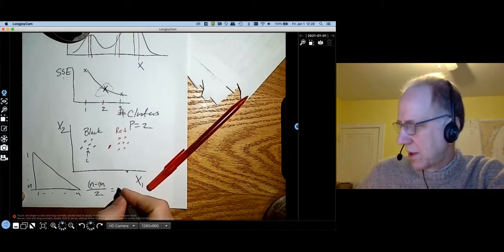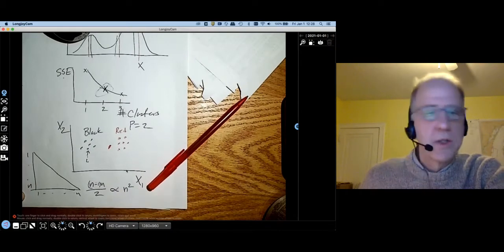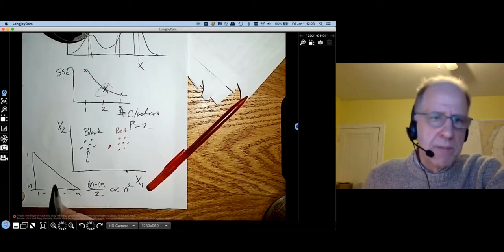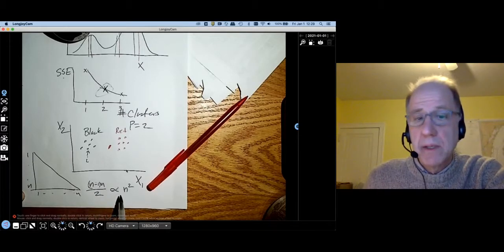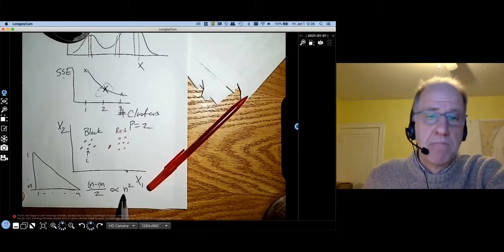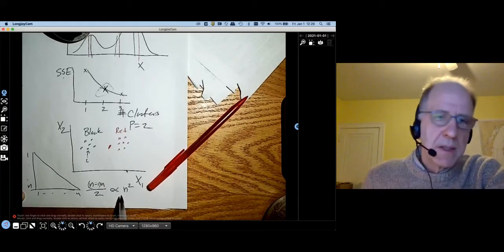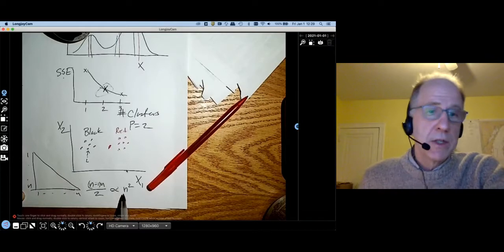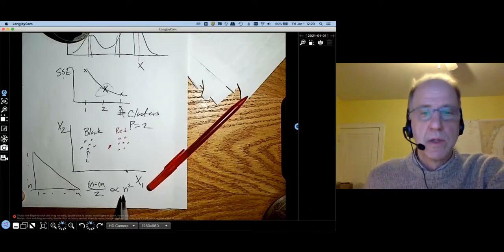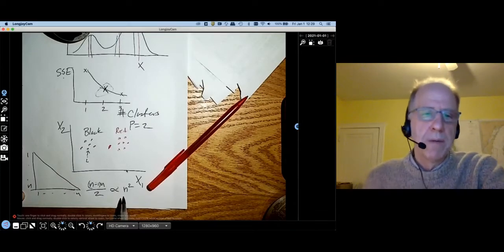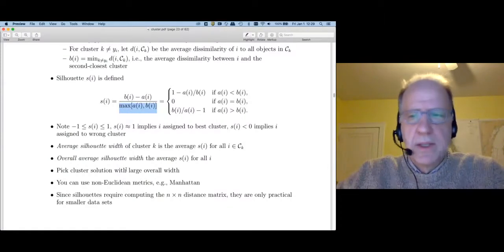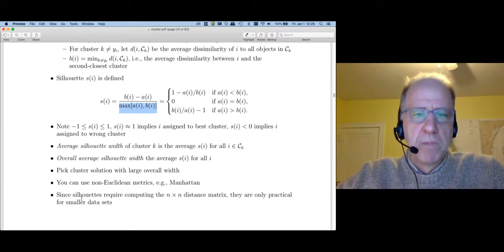So this is proportional to n squared. So computing this matrix is not going to be a big deal if I have 100 observations, but it will be a big deal if I have thousands of observations, because thousands squared starts to become a pretty big number. So this silhouette statistic is only going to be practical when I have smaller data sets, like maybe at most a couple thousand.